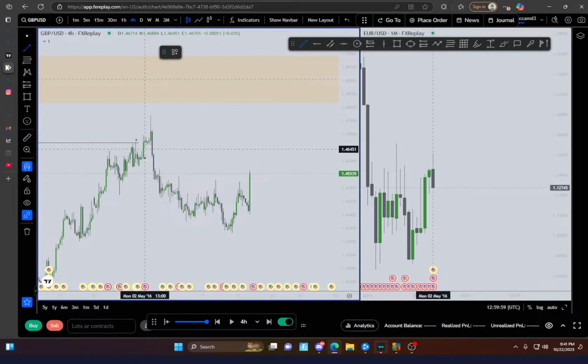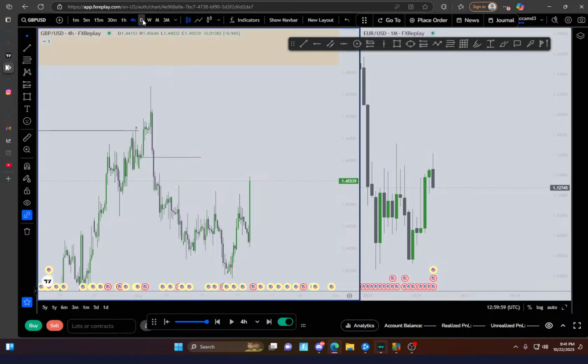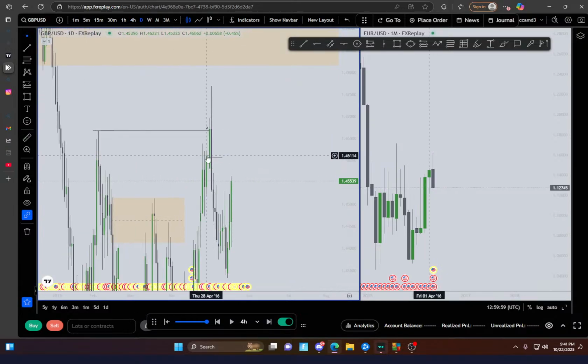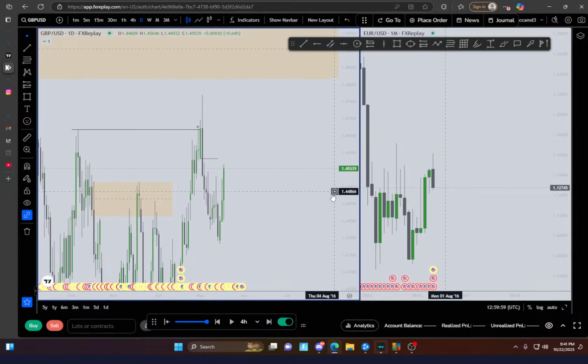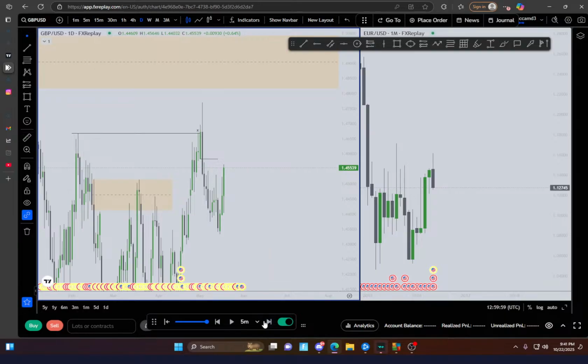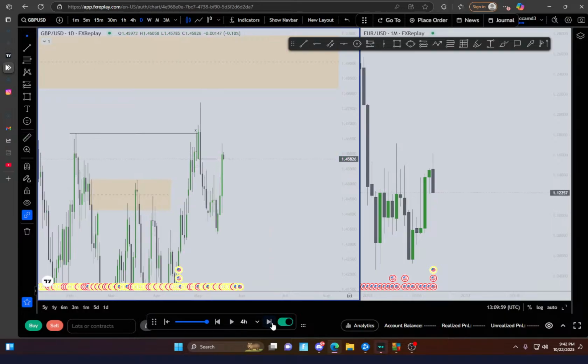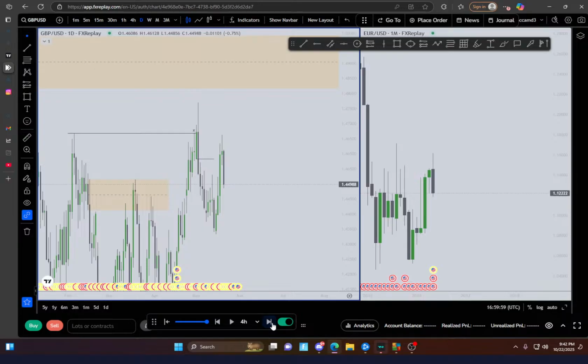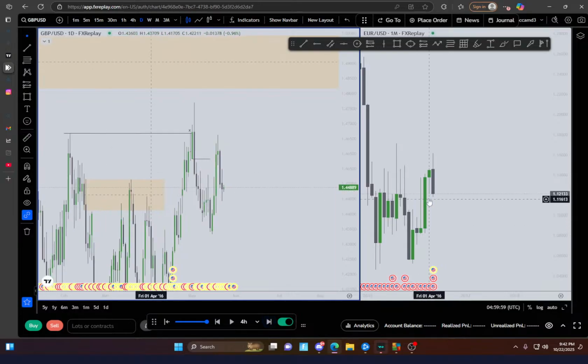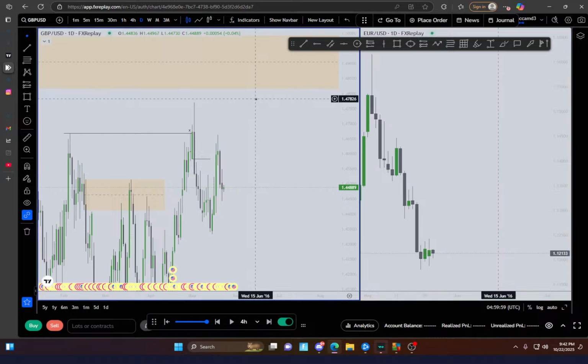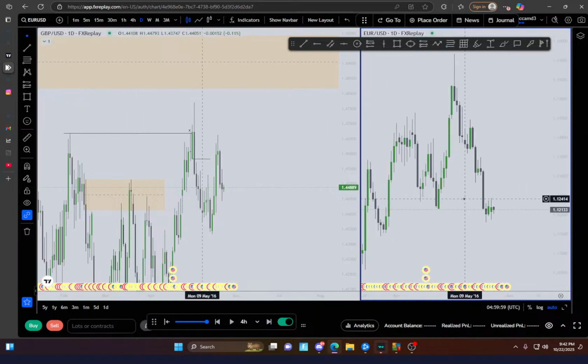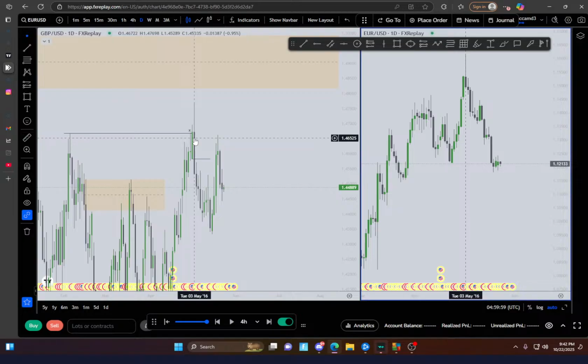So now we got a change in state right here, change in state. And then let's see, oh, not that. Start to respect the change in state. And then going on the daily, because that's what we are on. As you can see, this is the highest point right here.